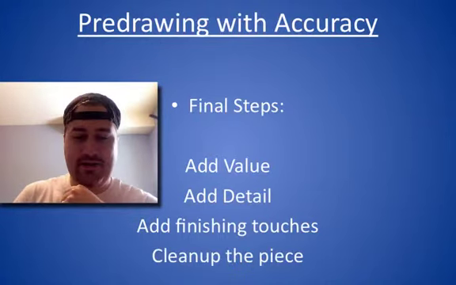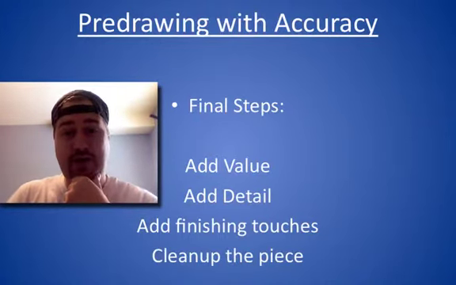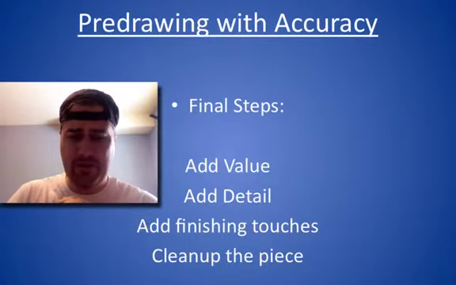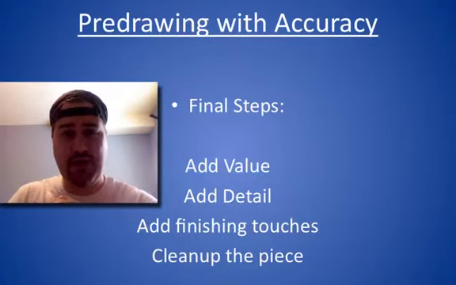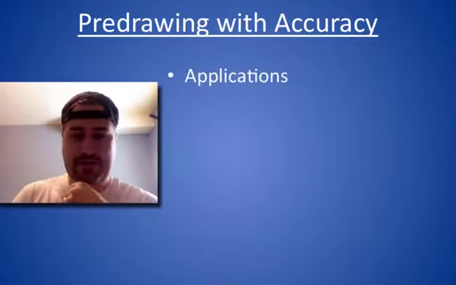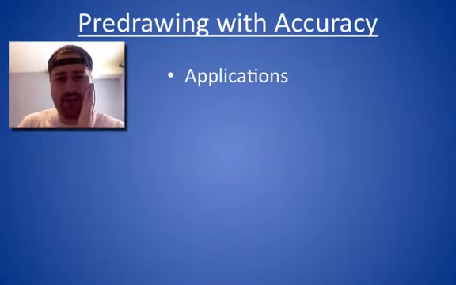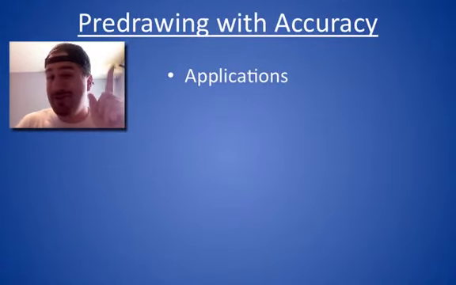And finally, you clean the piece up. Any smudges that you have on your paper, you erase those. You get rid of them. Any pre-drawing lines that are still visible, you erase those. You get rid of them. You clean the piece up, you make it presentable and ready to turn in. All right? So, applications. How does this work? Why do you want to have an accurate rendering? Well, for starters, it looks good, but here's another reason why, and I think you might like it.